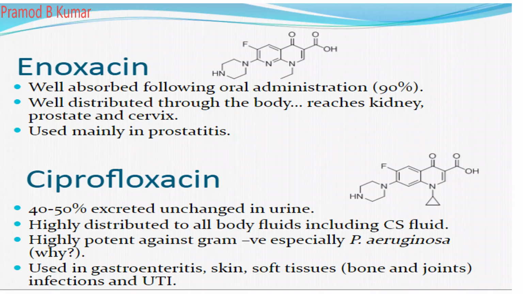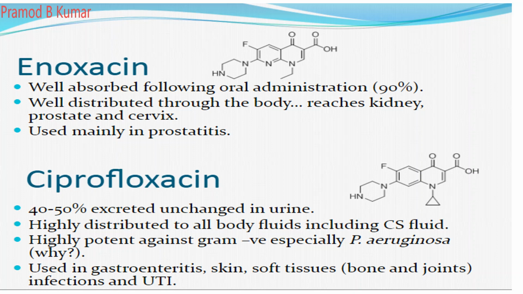Now let's go for the next example, enoxacin. What is the difference between enoxacin and NORFLOXACIN? The only difference is that there is an extra nitrogen at the 8th position. It's an example of a 1,8-naphthyridine. So it contains a nitrogen at the 8th position. That's the difference between enoxacin and NORFLOXACIN.